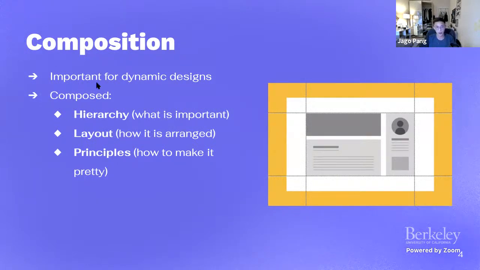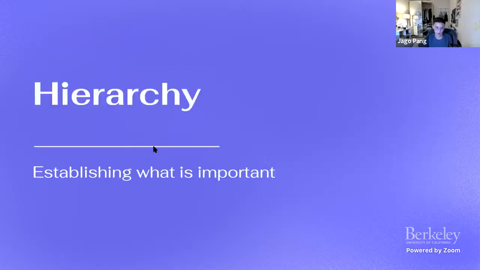So in our opinion, composition is composed of three different things: hierarchy, layout, and principles. Hierarchy is determining what's important on a piece of asset. Layout is how you specifically rearrange those items to make it dynamic. And lastly, principles is how to make each element in your asset pretty. So I'll be going over hierarchy first.